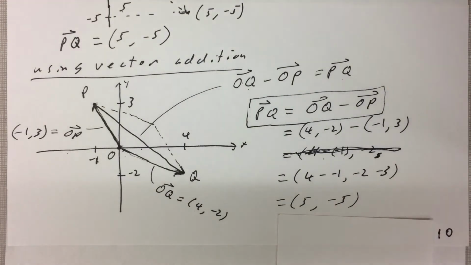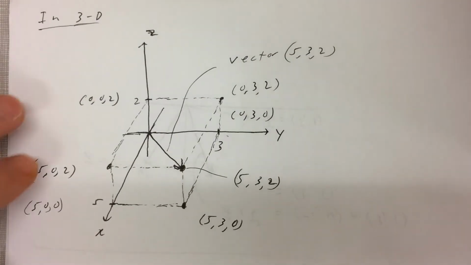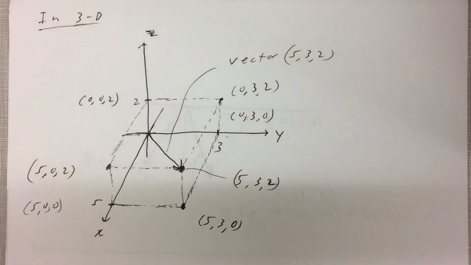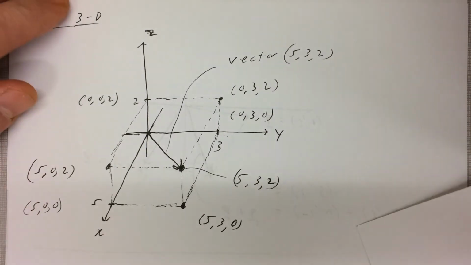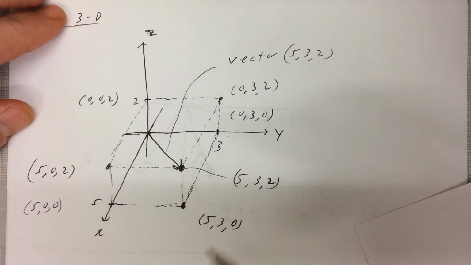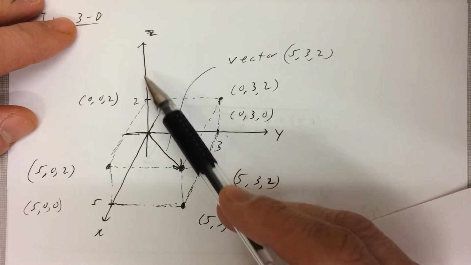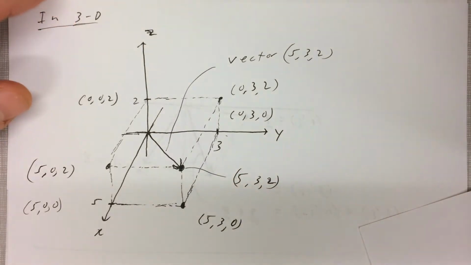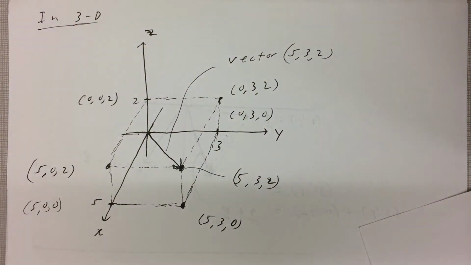In 3 dimensions, well, it takes a little bit more effort to graph this out. Okay, so here's what I got. In 3 dimensions, when you draw a 3-dimensional axis, okay, so you've got X, Y, and Z. Let's just draw this out for you again.